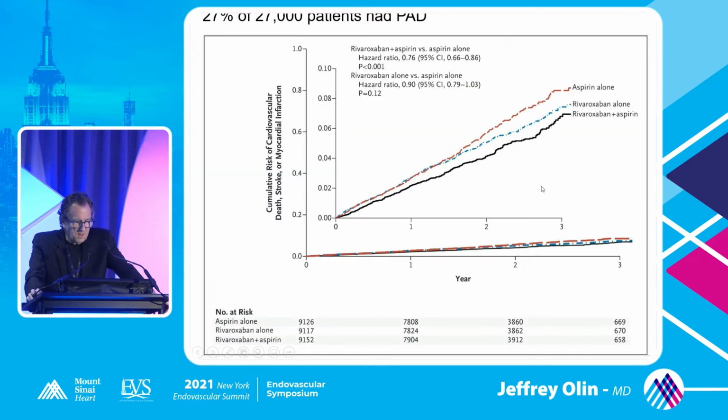So if you look at the Kaplan-Meier survival curves, you see aspirin alone, rivaroxaban alone, and rivaroxaban and aspirin, and you can see that this group did better than the other 2 groups, and it decreased major cardiovascular event rates or death, stroke, or MI by 24%.